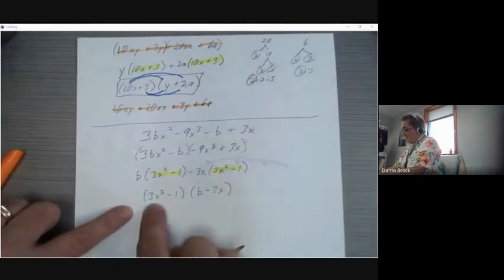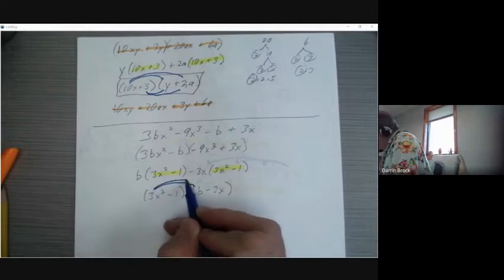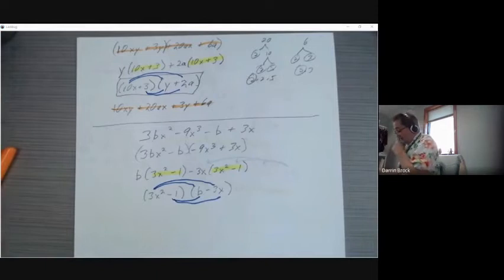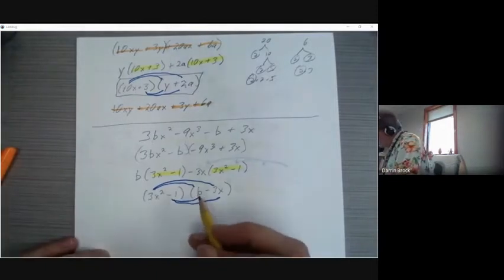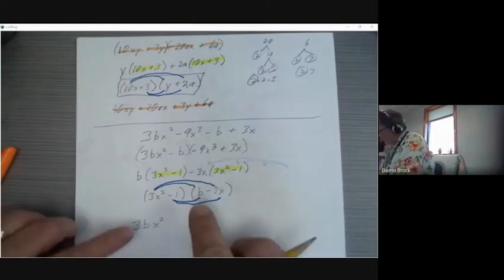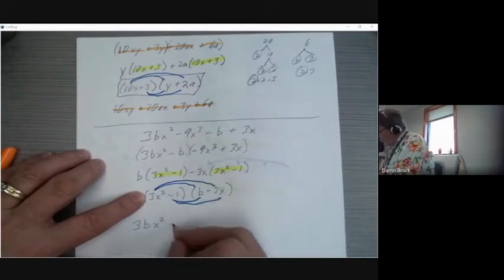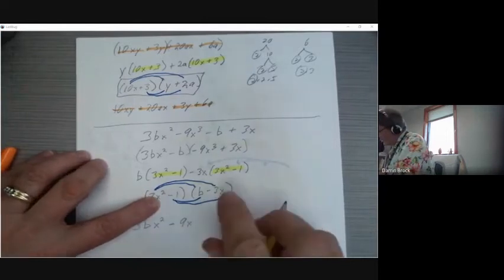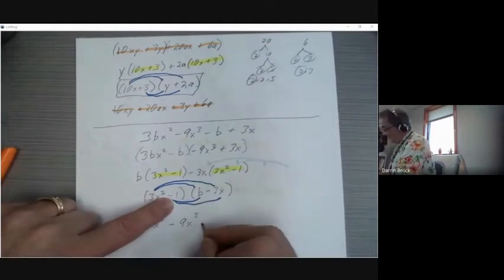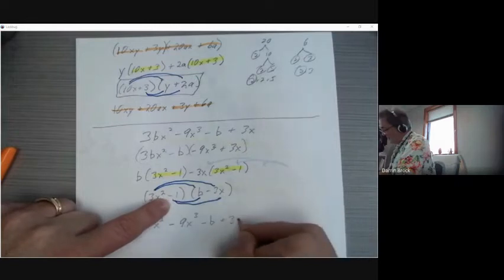Let's check it. All right, let's go back and check by multiplying the first term by both of those and the second term by both of those in the other binomial. So 3x squared times b would be 3bx squared. 3x squared times negative 3x would be negative 9x squared times x to the third. Negative 1 times b is minus b. Negative 1 times negative 3x is a positive 3x.